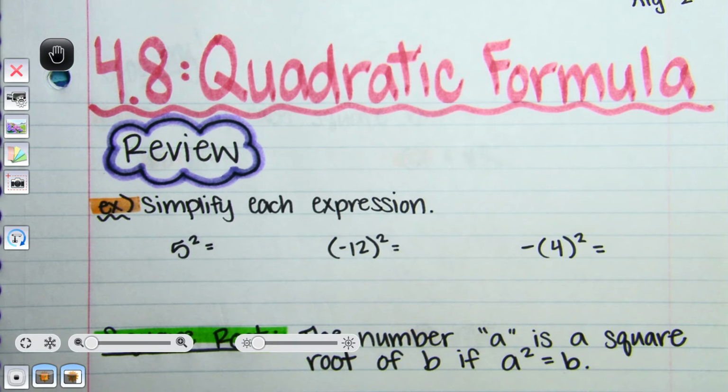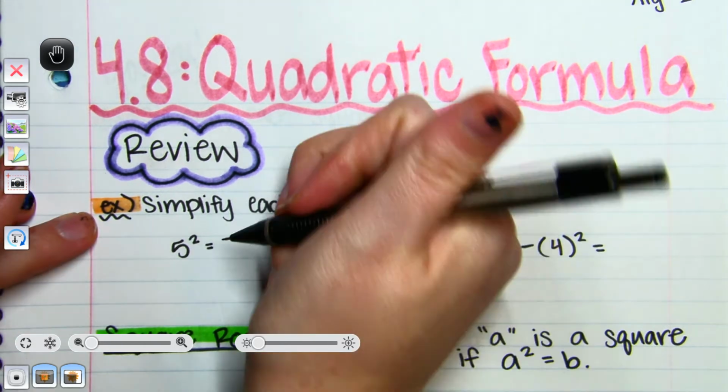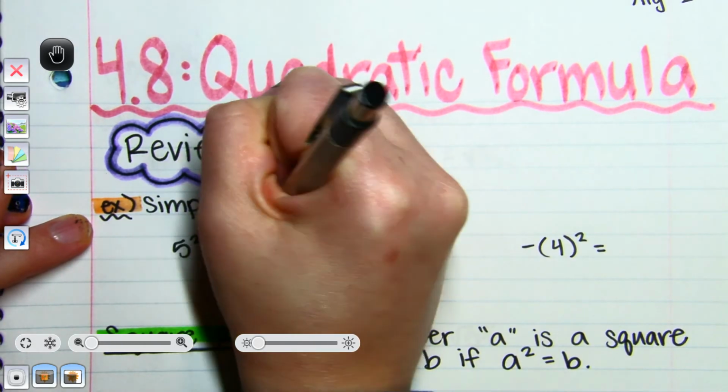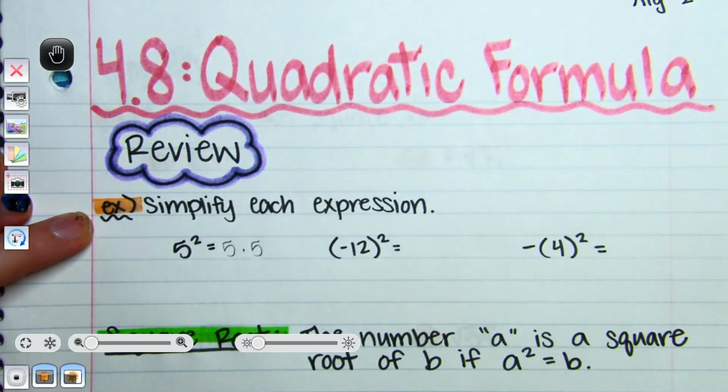We're going to start off with a little bit of review. So I want you to simplify each of these expressions as review. Actually, I don't want you to. I'm going to do it with you. So just a little refresher on what it means to square something. When we see 5 squared, this is like saying 5 times 5, which is 25.